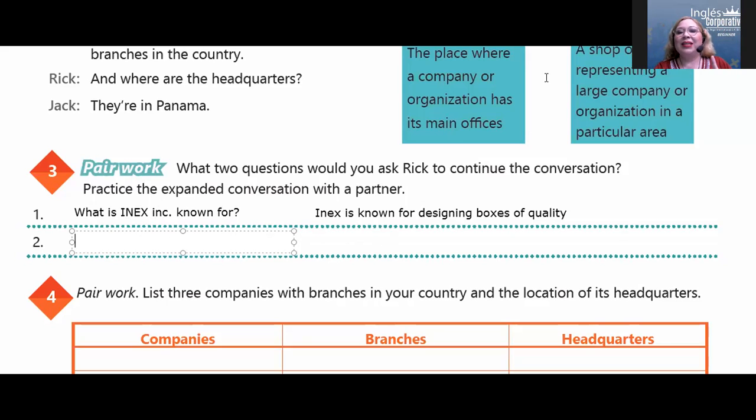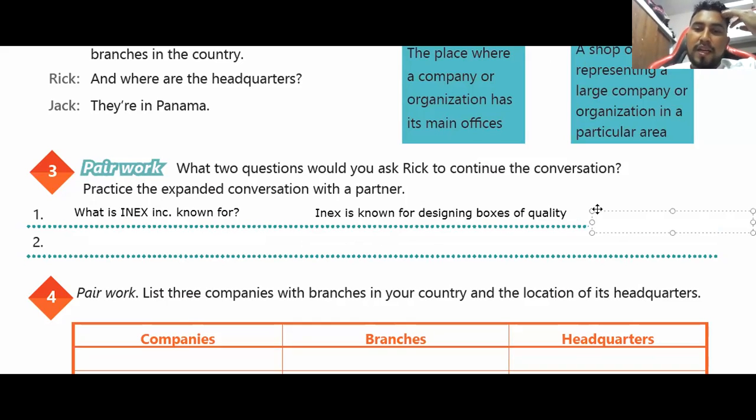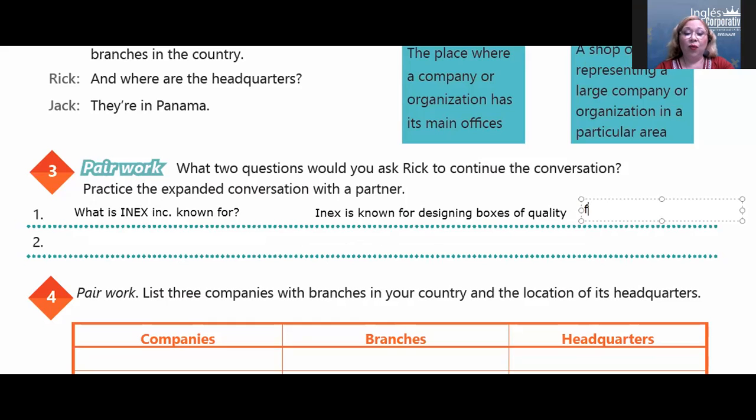Okay, and that was the only one you did, similar to the previous one. What is Inex known for? Inex is known for produce cardboard boxes exclusive for Nike. Okay, then for producing the cardboard boxes, right? Exclusively for Nike. Very good. Thank you very much, guys.